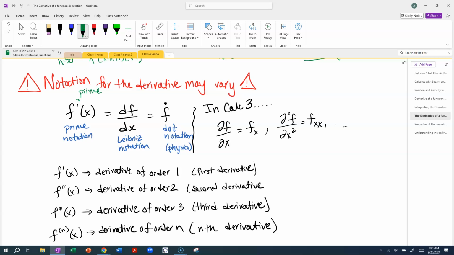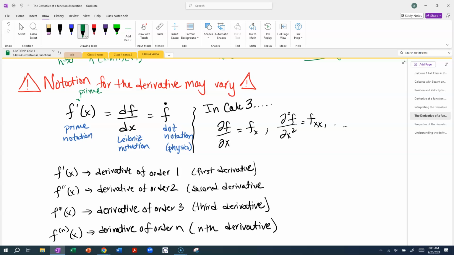Okay, and then later on in Calc 3, you are going to see derivatives expressed differently because we're in a multivariable setting. So we have multiple inputs, x, y, z, perhaps, and so the curly d's, they're still derivatives. It just means partial derivatives. And you'll learn more about that later on.